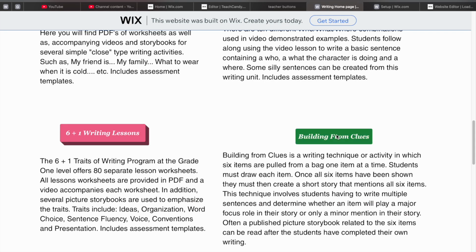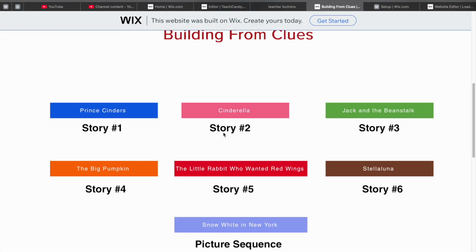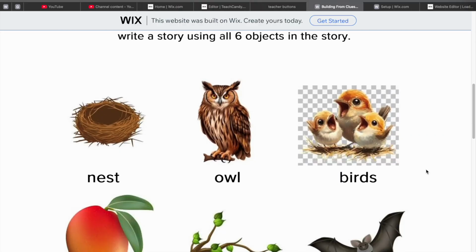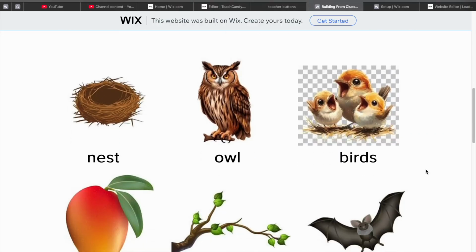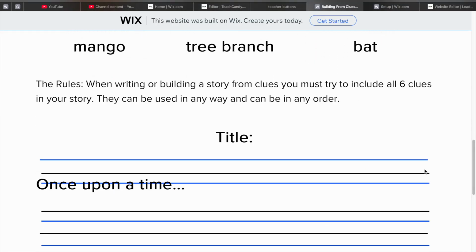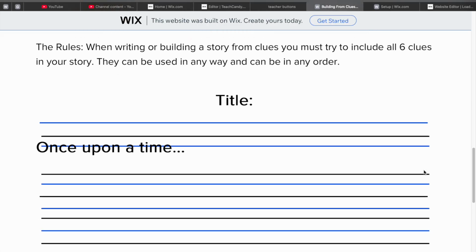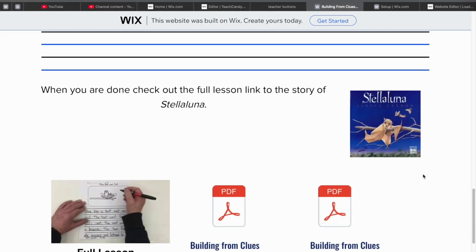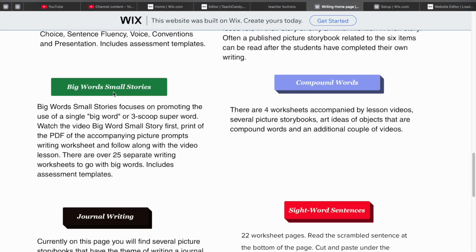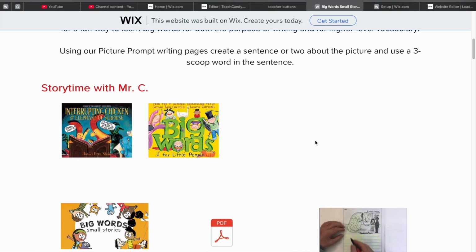Let's take a look at building from clues. I offer a few different ones. Some of them are fairy tales. Typically, a building from clues activity involves pulling 6 clues out of a bag. They can be little objects, real-life things, photographs. And students then have to draw those 6 things out and write a story that includes all 6 of those. Pretty much all of my clues are connected to an actual storybook, which I would read to the kids after the lesson's over. There's a full walkthrough video on how to do each one of those building from clues, as well as the PDF worksheets. Big words, small stories. Again, a few storybooks to go with it.